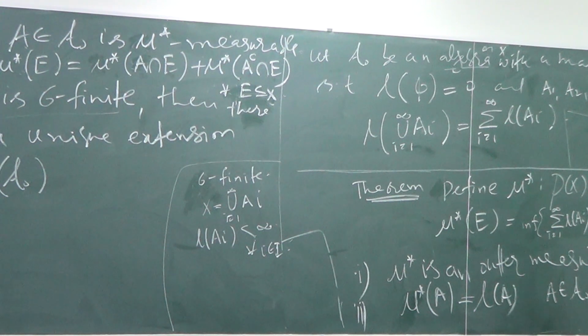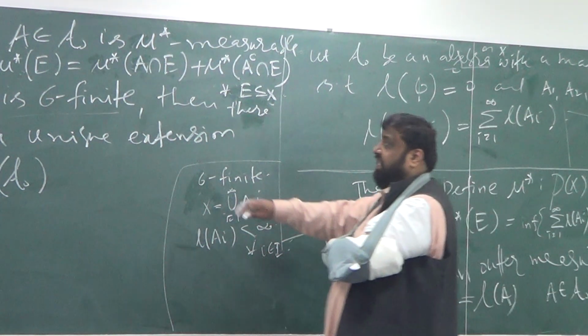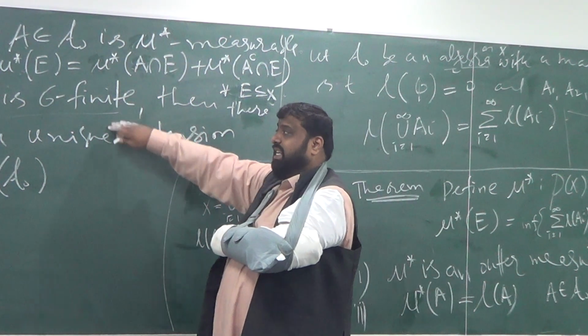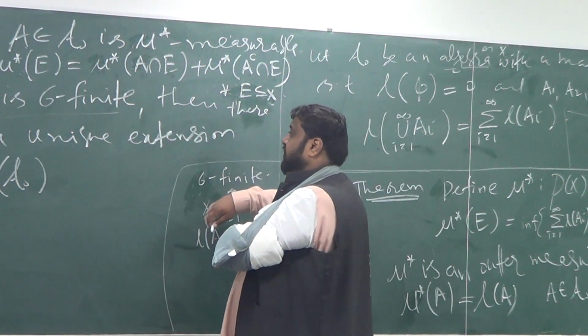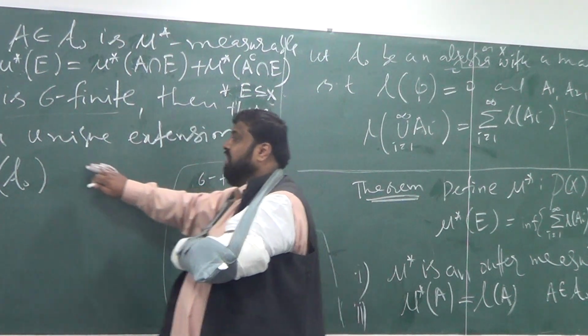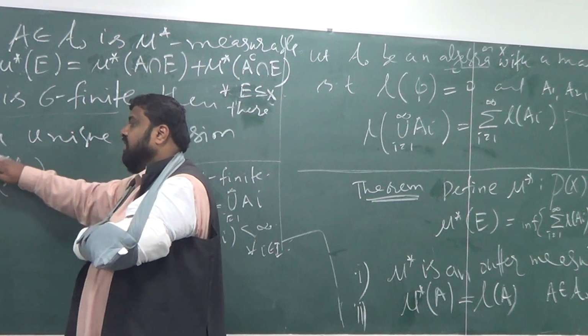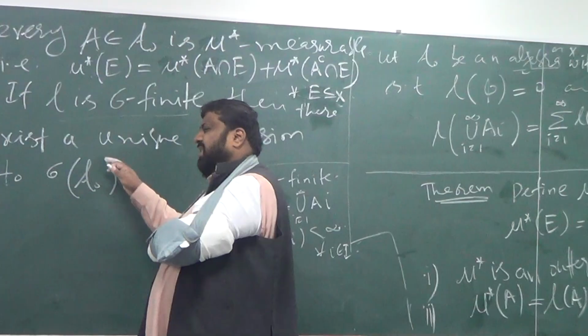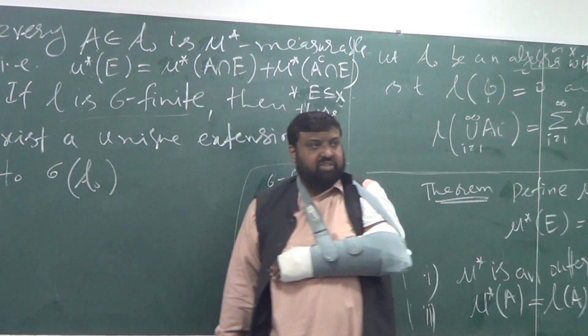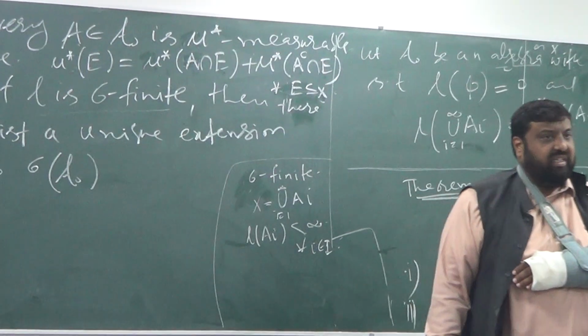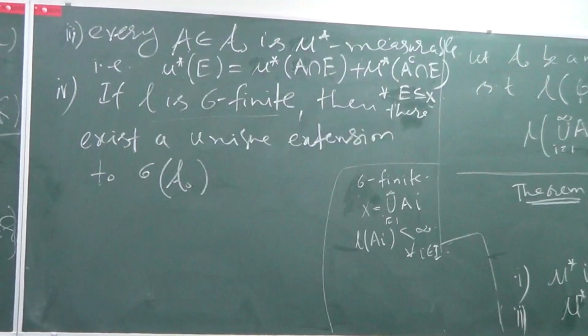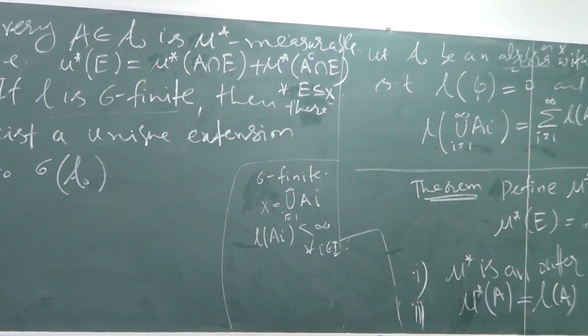In other words, if your L is good enough and has this kind of property, then you can extend this L to the whole sigma-algebra generated by A naught. Are you getting the point? The second property is that length of A_i is less than infinity for all i belonging to that index set.